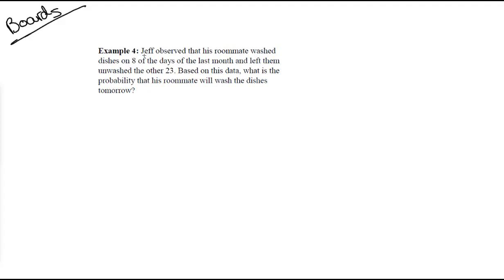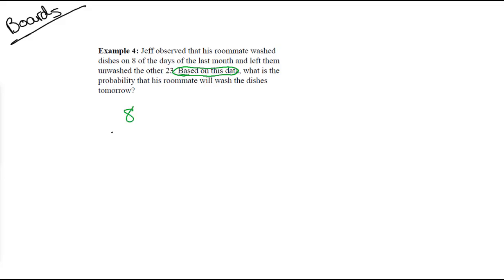Okay, welcome back. Jeff observed that his roommate washed dishes on 8 of the days of the last month, assuming there are 30, 31, and left them unwashed the other 23. Oh, look at that. That tells us there were 31 days in that month. Based on this data, and notice this is what makes it empirical probability, what is the probability that his roommate will wash the dishes tomorrow?